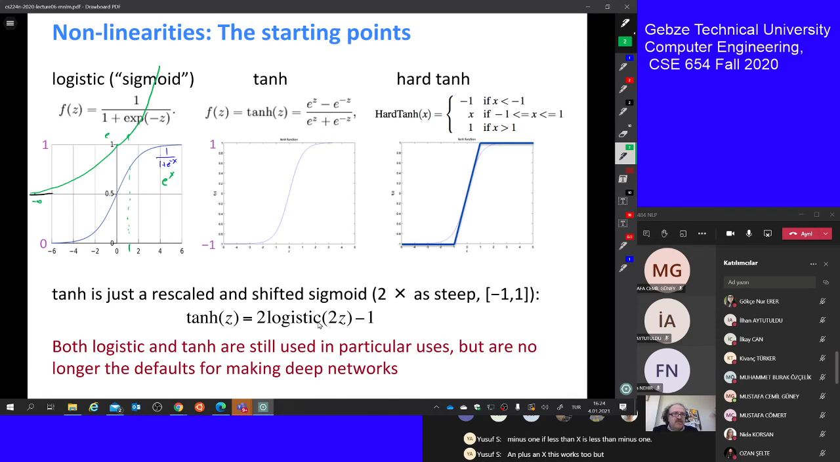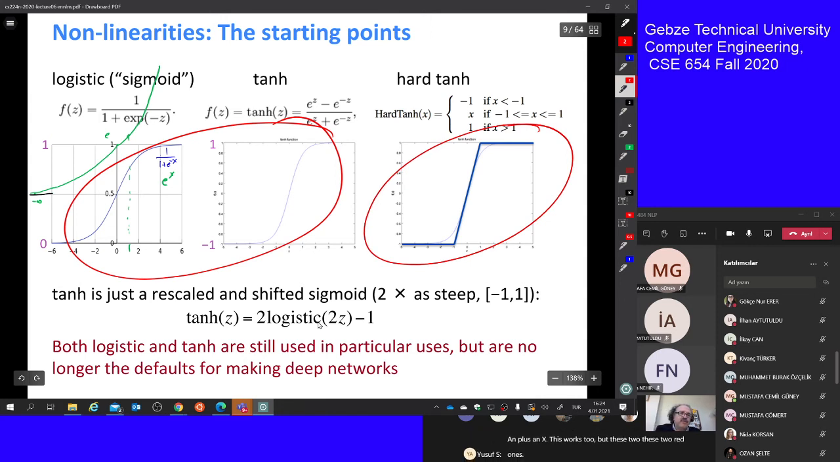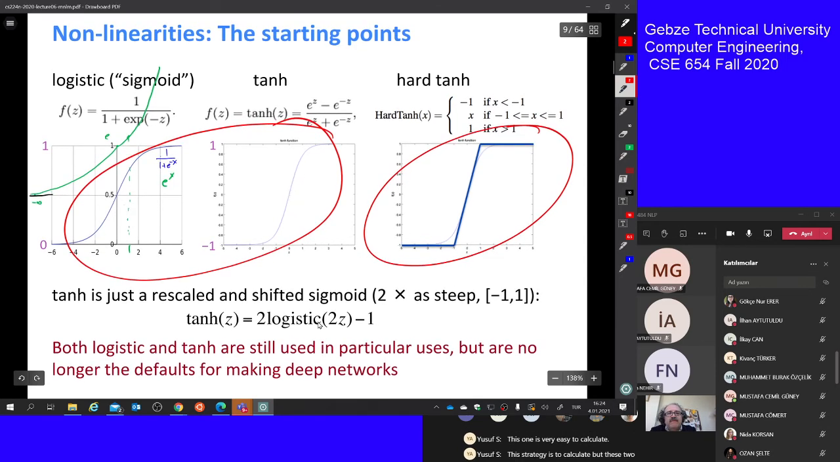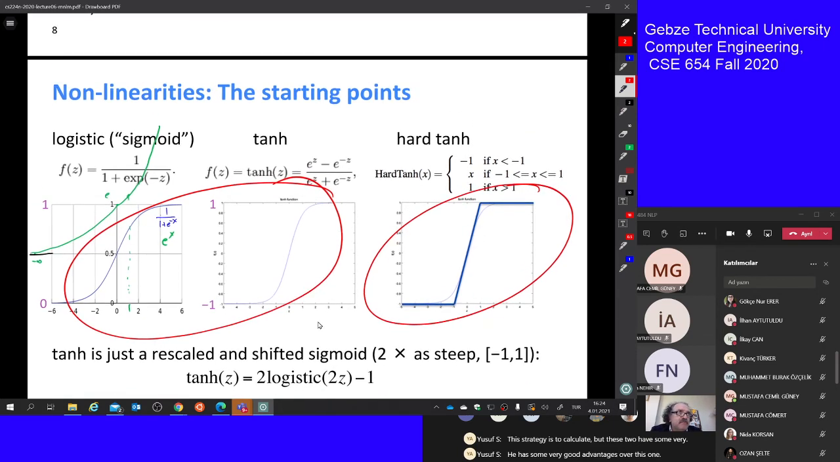But these two red ones have a very good advantage over this one. This one is very easy to calculate. These two are not easy to calculate, but these two have some very good advantages over this one. Can you guess why? Why do these two have advantages?